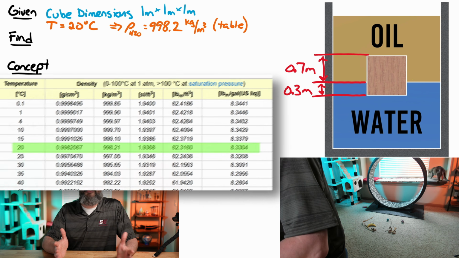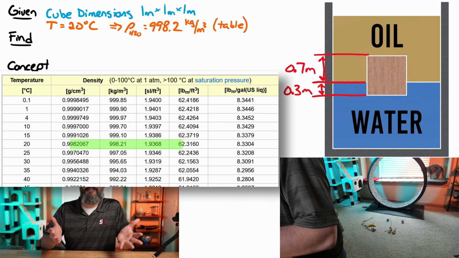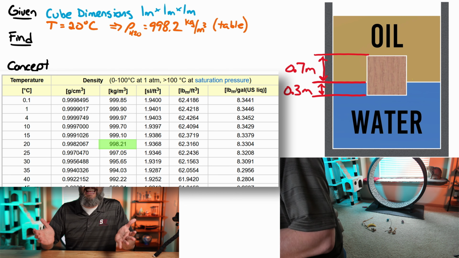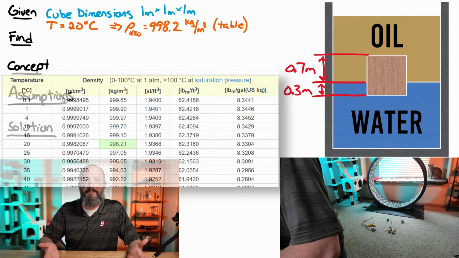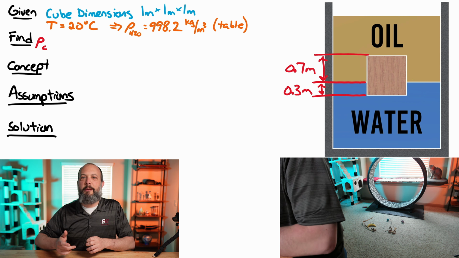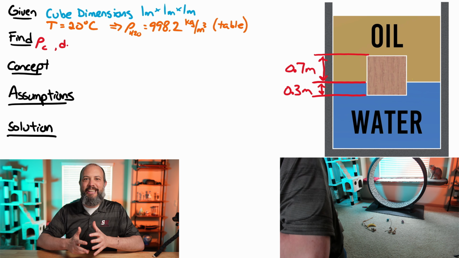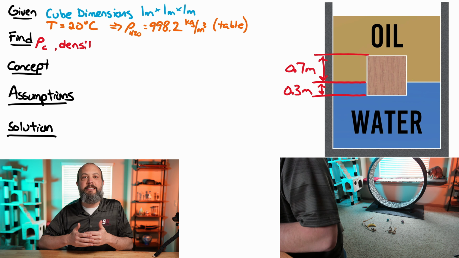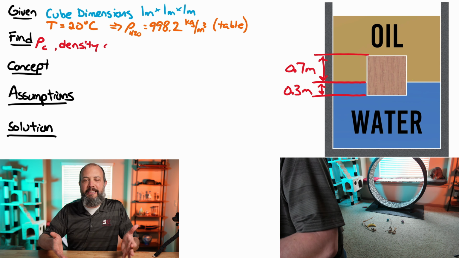You can look up in a table and find the density of water at 20 degrees Celsius is about 998 kilograms per meter cubed. And so what we're trying to find in this problem is what is the density of this cube, or what is its specific gravity, if we know that it's floating 0.3 meters in the water and 0.7 meters in the oil.